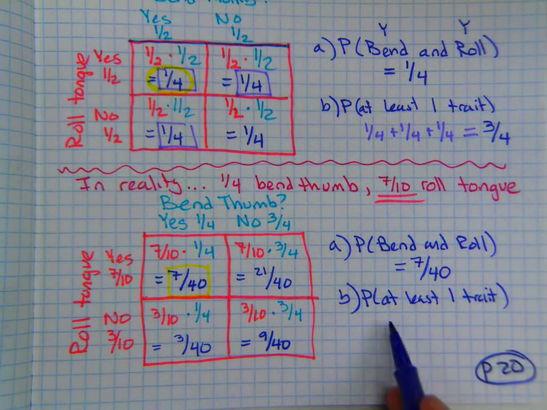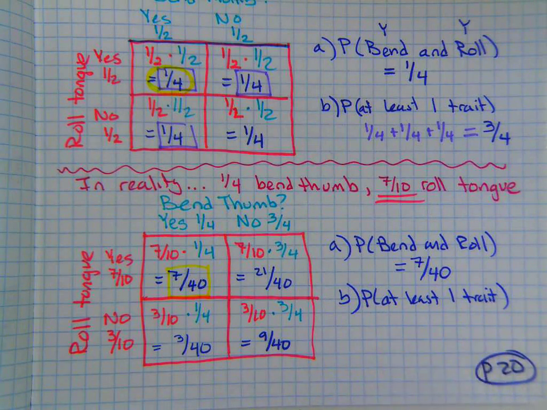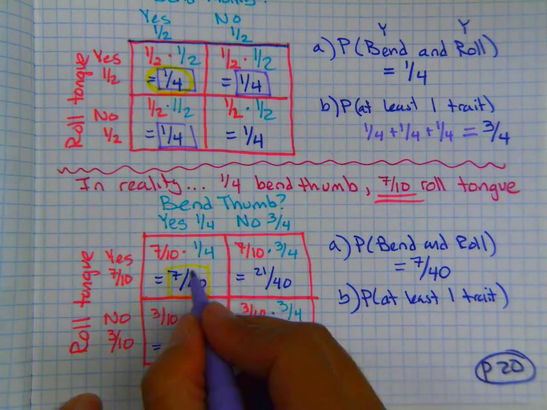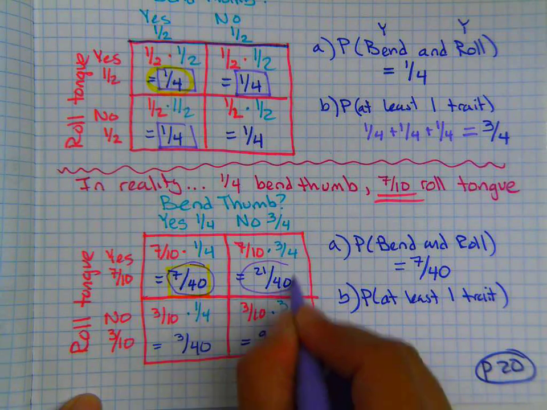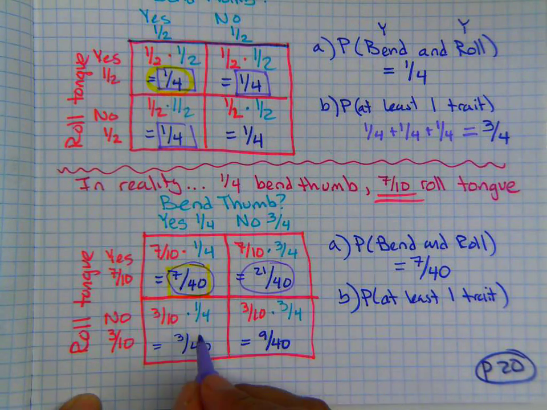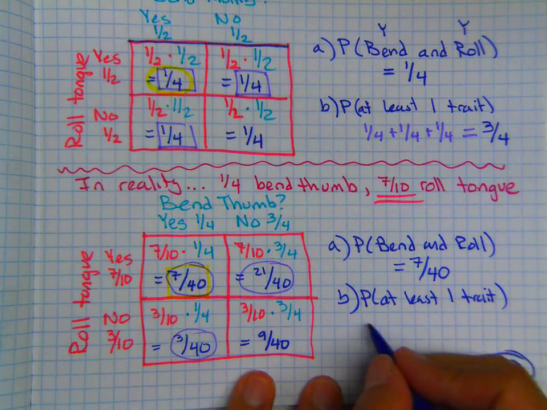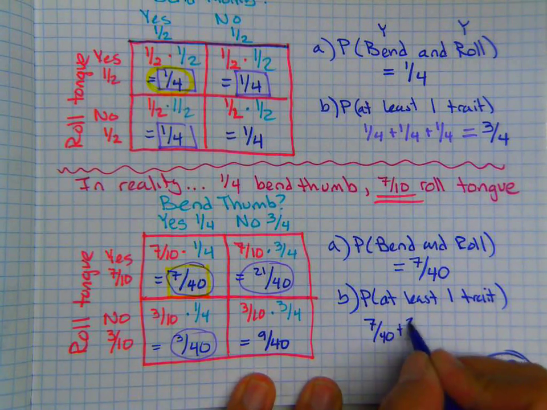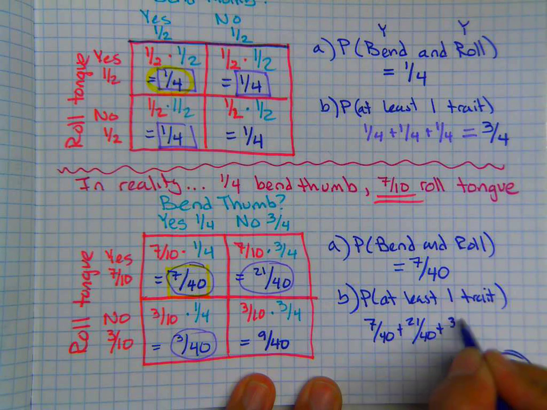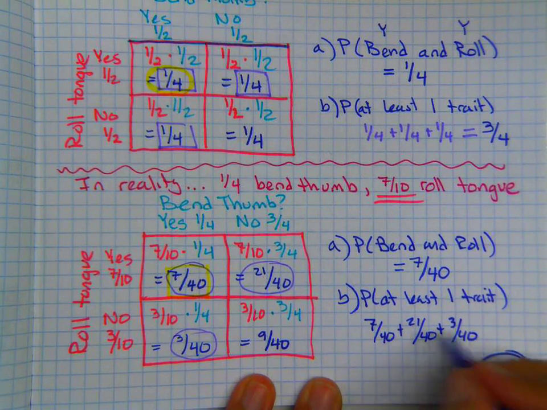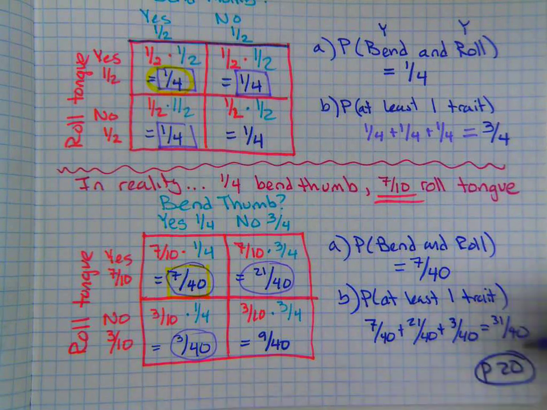The probability of at least one of the traits is going to be this one, because it's yes to the roll the tongue and yes to the bend the thumb. And if I just add up all those numbers, so 7/40 plus 21/40 plus 3/40 is going to be 31/40. This is where I would leave it as fractions, because if I changed them to percentages, I'm going to get some round off errors.